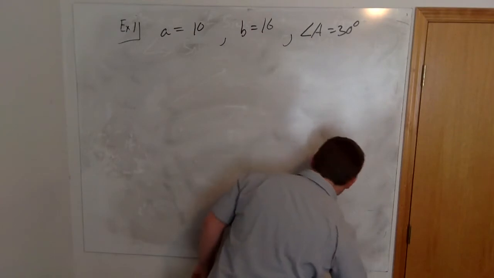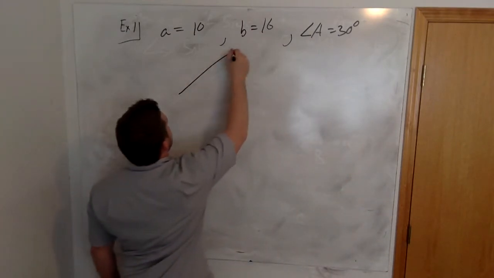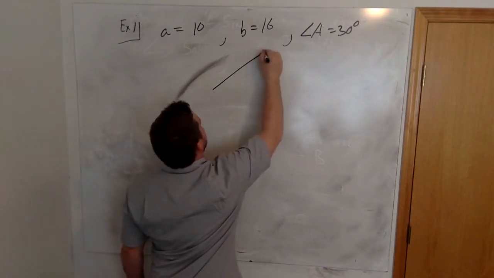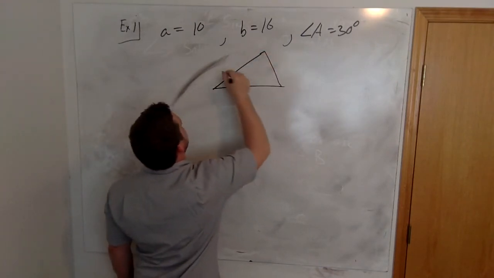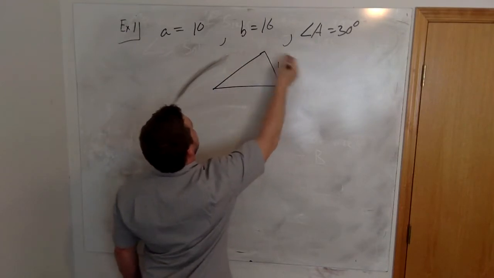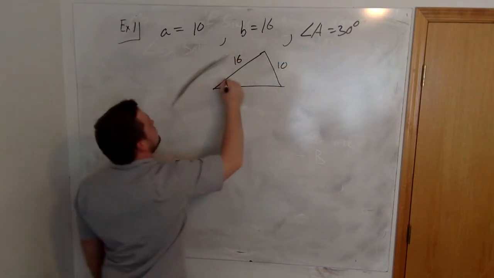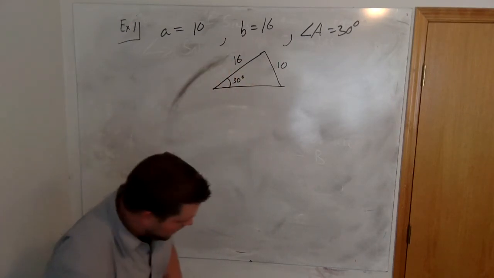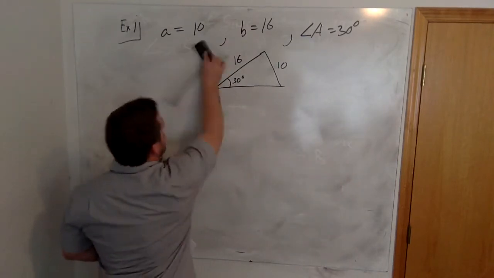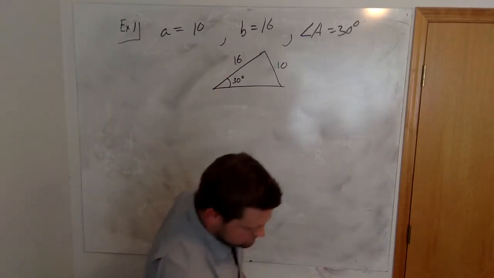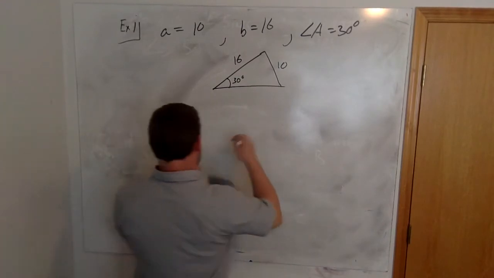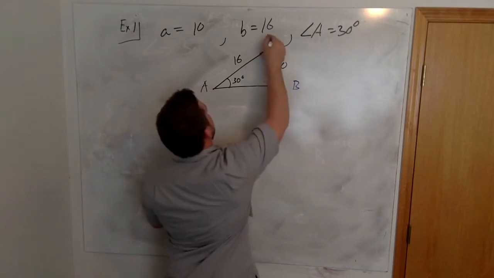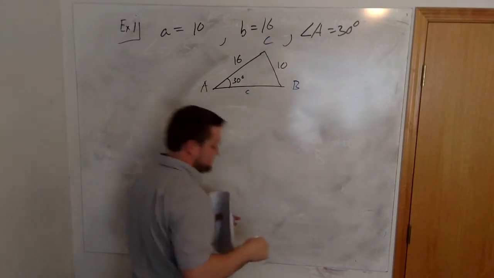So which case are we in? For right now, let's draw the picture like this. So this is 10. This is 16. We know that this angle right here is 30 degrees. Okay. So we still need to figure out angle B, angle C, and side length c.